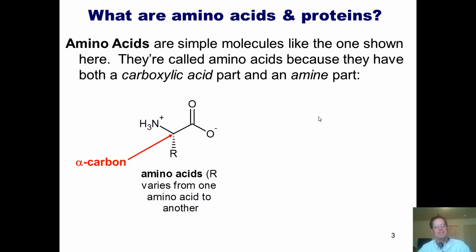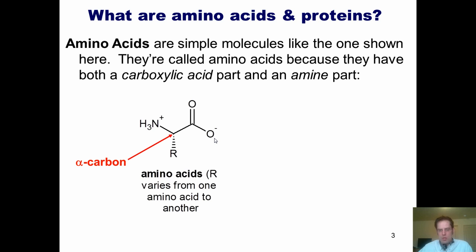Good question, my wondrous student who's now watching this over the internet and may or may not have actually asked that question. Simply put, amino acids are molecules that look like this one right here. They're called amino acids because they contain both an amine group right here and a carboxylic acid group over here. So we combine those two names into one magical word, amino acid.